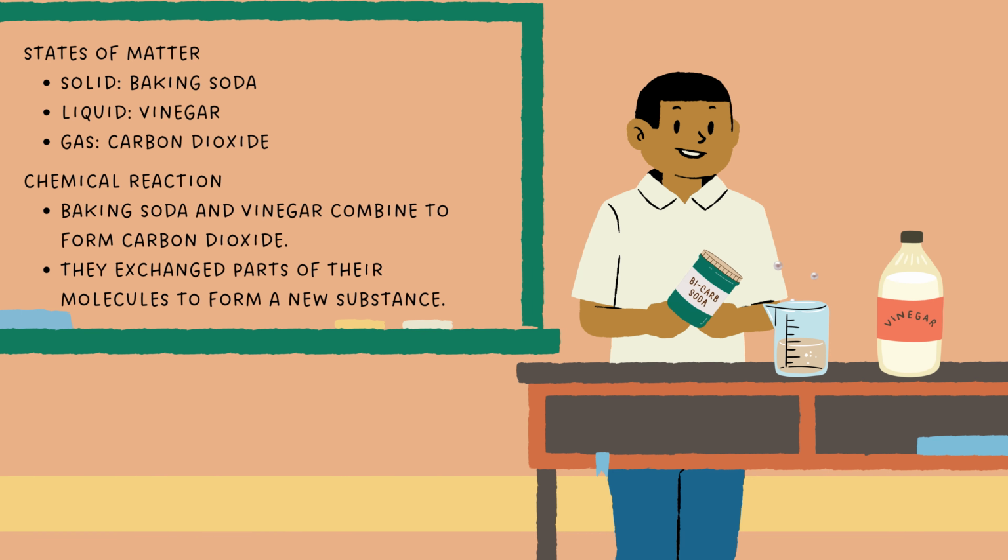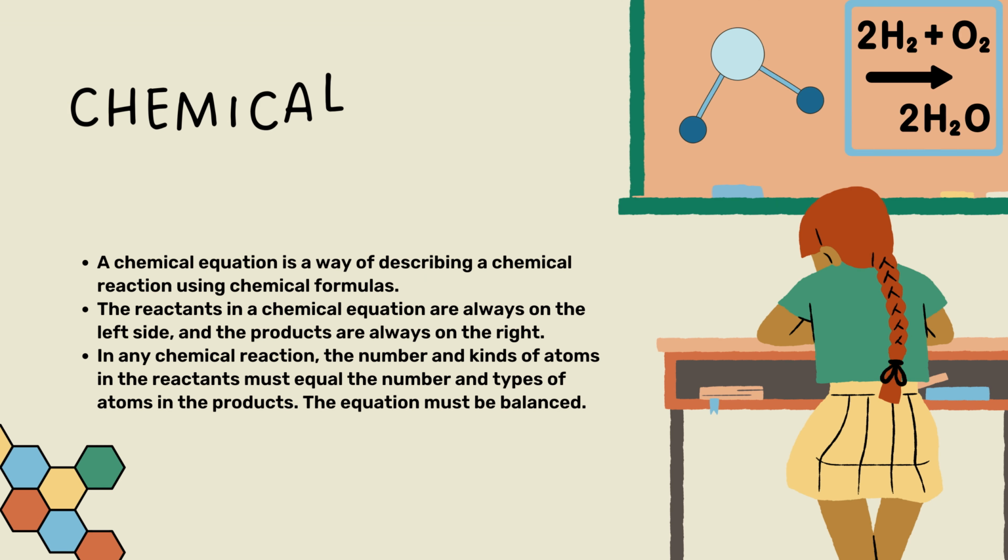Example of states of matter. Example of solid, baking soda. Example of liquid, vinegar. Example of gas, carbon dioxide. Examples of chemical reaction. Baking soda and vinegar combine to form carbon dioxide. They exchanged parts of their molecules to form a new substance.